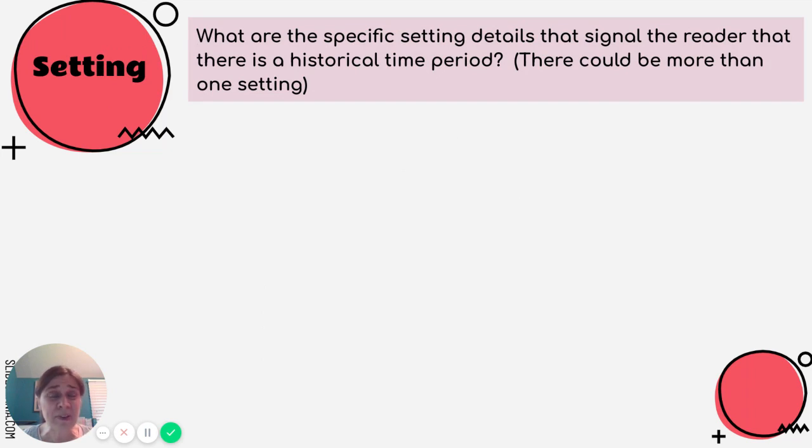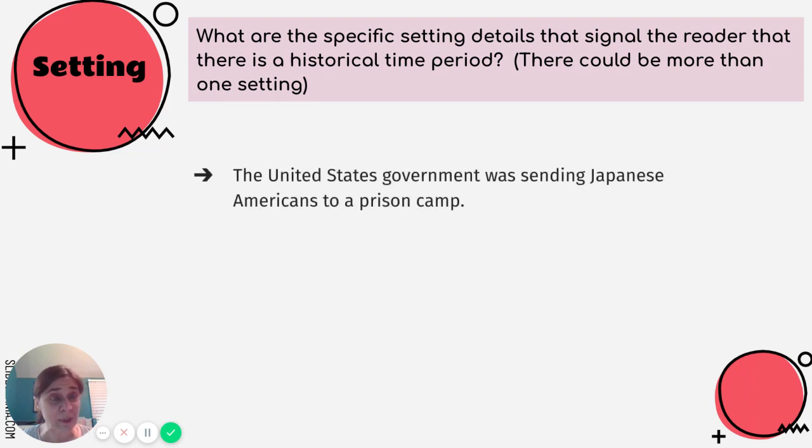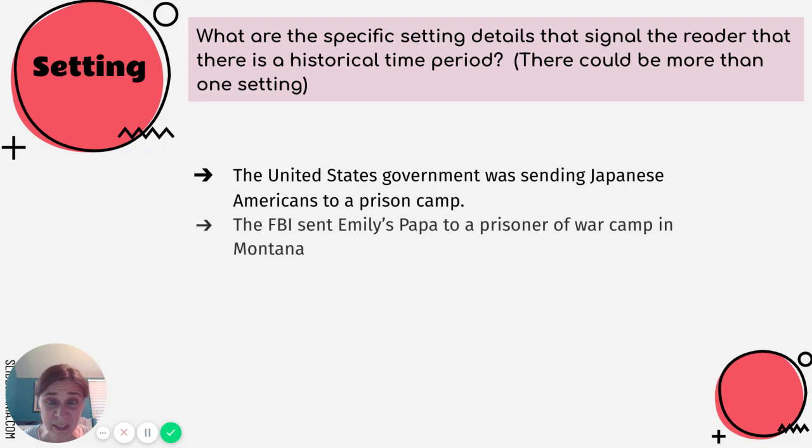So what are the specific setting details that signal the reader that there is a historical time period? So let's take a look at this first setting question. One of the most important qualities of historical fiction is the setting and how that might differ from the setting that we know today. So one of the things that we noticed about the setting is that the United States government was sending Japanese Americans to a prison camp. We definitely don't hear about prison camps in the year 2020. The FBI sent Emily's papa to a prisoner of war camp in Montana. Okay, so that's another part of the setting that we realize that definitely was a historical time period.